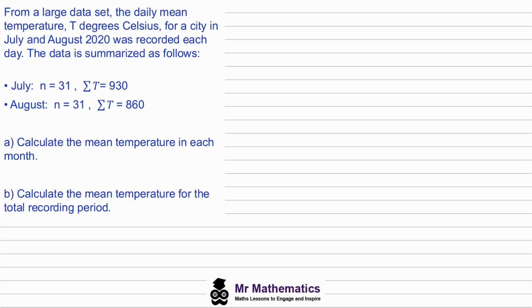Hi everybody. So in this video we're going to look at measures of central tendency. So this will include finding the mean, the median and the mode. We're going to look at three different examples, one involving data from a large data set, a frequency table and a grouped frequency table.